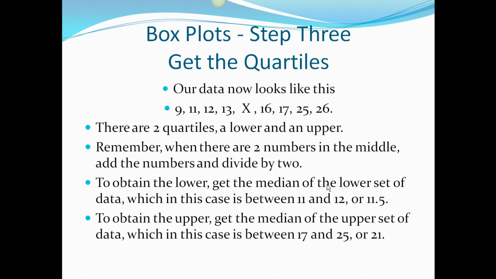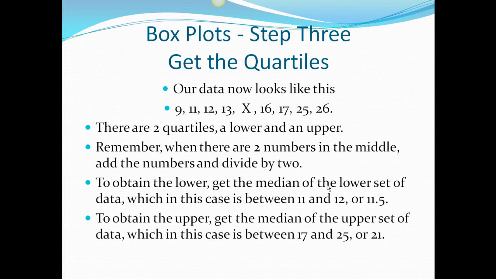Alright, now if you look at the top here, we can see that I've now X'd out the second 13, and we have 4 numbers on either side of that. 9, 11, 12, and 13 are the lower set of data, and 16, 17, 25, and 26 are the upper set of data. So now we're going to find the lower quartile and the upper quartile.